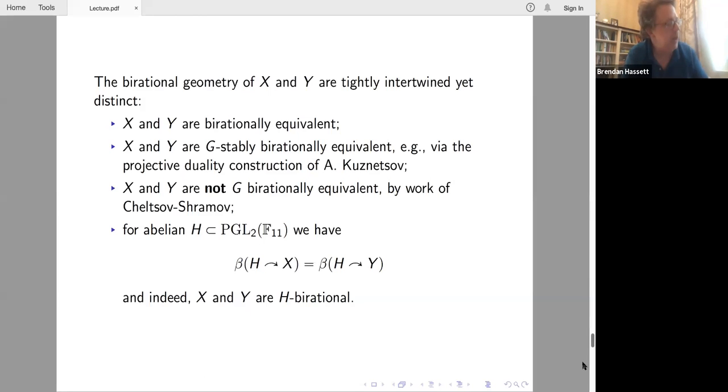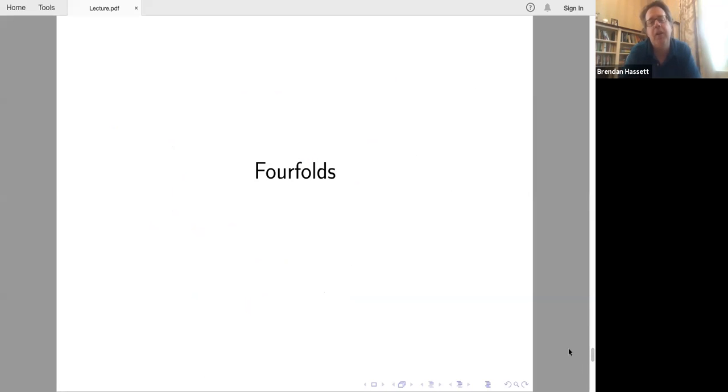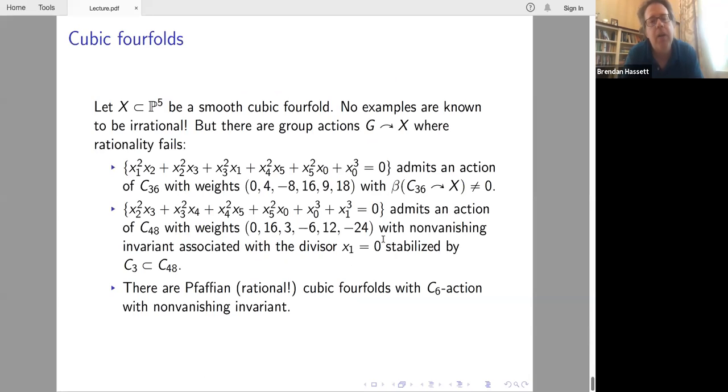So I'm just over an hour, so I'm going to come to the last bit. And this is really just one slide to whet the appetite for future work. So let's look at cubic fourfolds. Let X in P5 be a smooth complex cubic fourfold. Obviously, the rationality of these is a pretty solid problem. I don't think we have.